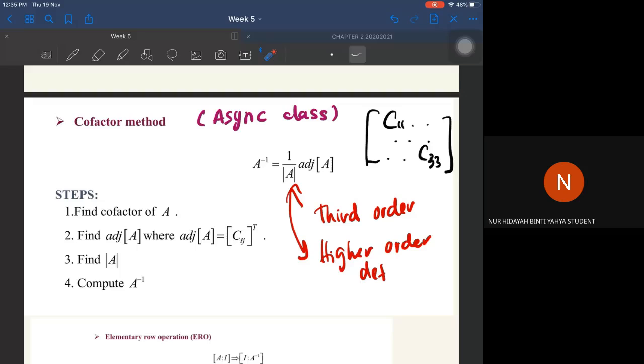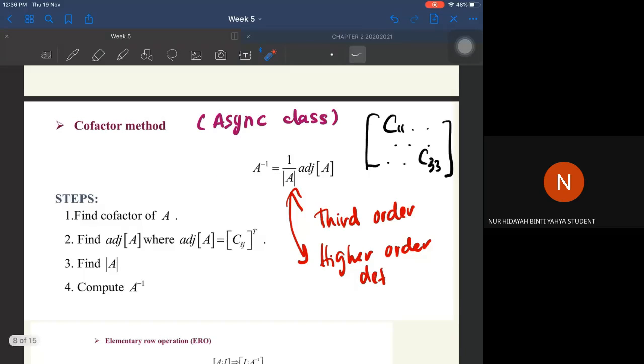Okay. So basically you don't have any problem to compute the inverse matrix by using this method. Sebabnya semua ni you dah tahu. So you just masukkan dalam formula saja and you will get the inverse. Okay. So saya akan bagi link video YouTube berkaitan this method. So nanti you tengok, okay?